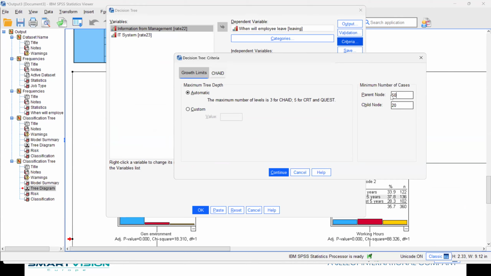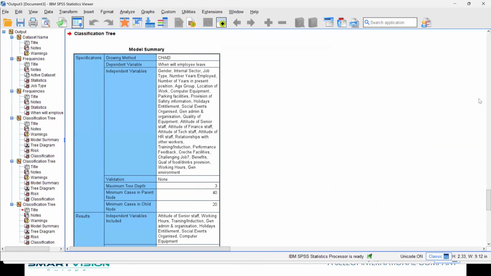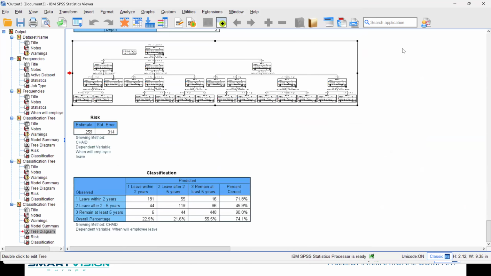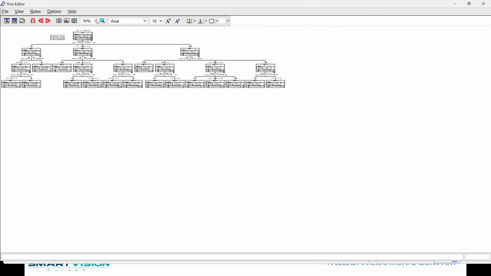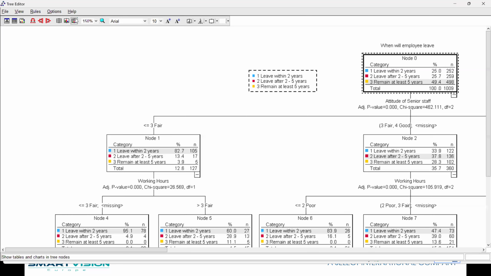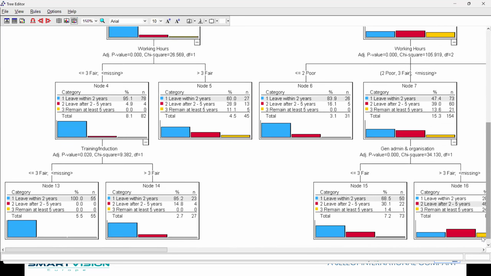And the parent node before that can be 40 before it splits. And that might create a slightly more complex tree for you. So you can do that. It might create, probably not in this case, but yeah, you can play around with the factors here and try other different types of decision tree.